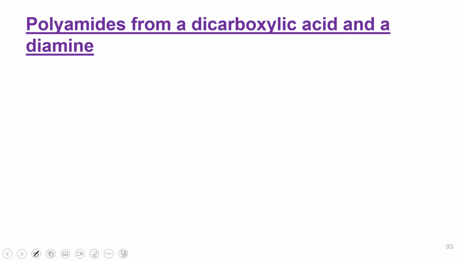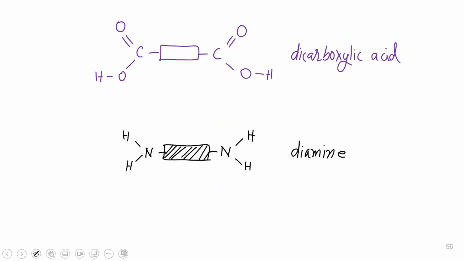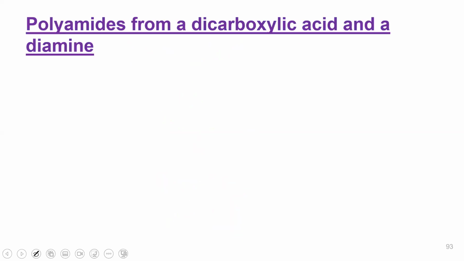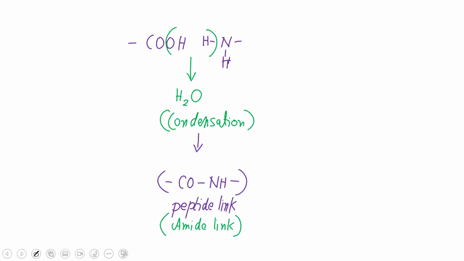Okay, done. Now, remember this concept that we are talking about a CONH group. Look, this is called dicarboxylic acid. This is called diamine. Then what is condensation? First you see this: polyamides from a dicarboxylic acid and a diamine. As with polyester, you remove water by condensation, and you get this. This is called amide link, which is also called peptide link.